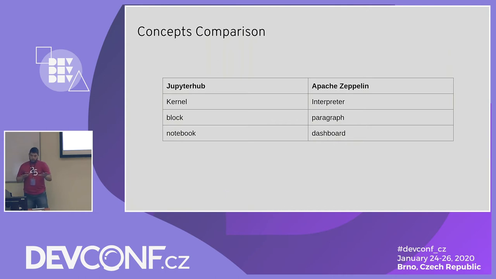Okay, so just to make things clearer, Jupyterhub and Zeppelin treat some concepts differently. So in Jupyterhub, when I talk about the kernel, in Zeppelin, they call it the interpreter, right? And in Jupyterhub, the block is that piece where you put the code and run separately from the others, okay? In Zeppelin, it's a paragraph. In Jupyterhub, there's the notebook. Well, in Zeppelin you can call them dashboards.